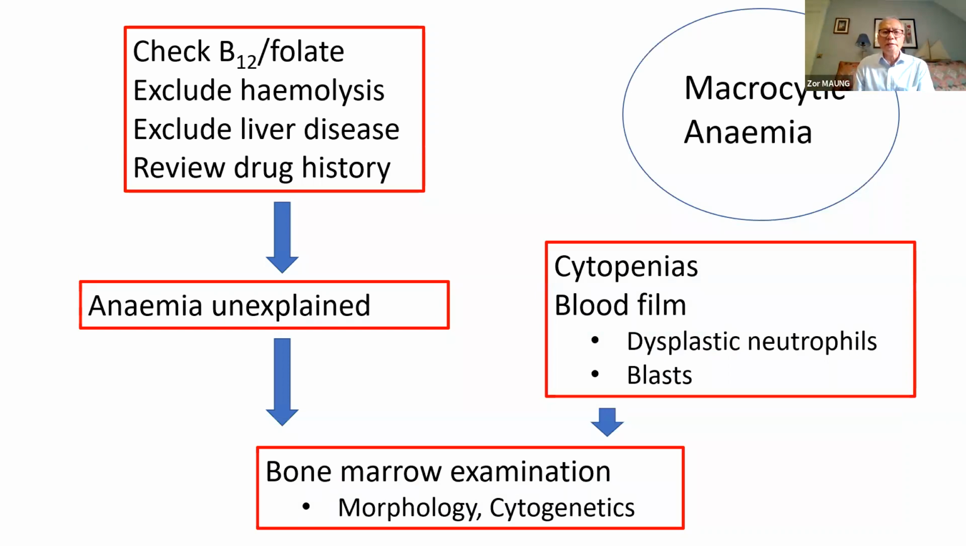So this is the algorithm for macrocytic anaemia. Always check B12 and folate. If low, treat. If normal, exclude haemolysis: check bilirubin and reticulocyte count. If normal, exclude liver disease, with history and examination, and check the liver function tests. Then do a drug history review. If the anaemia is still unexplained, the patient will need a bone marrow examination and referral to a haematologist, or if the blood film shows cytopenias, dysplastic neutrophils or blasts, refer to a haematologist.